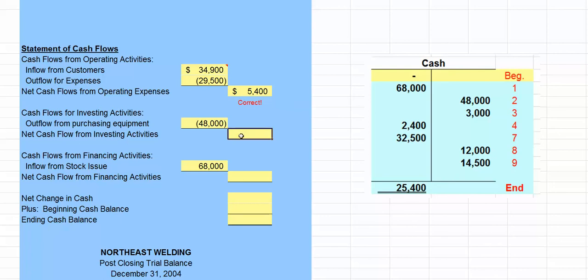Our investing cash flows were negative 48,000, or a 48,000 outflow. We had 68,000 coming in from financing activities, and our net change in cash then would have been 5,400 minus the 48,000 plus the 68,000, or 25,400. Again, this was our first year in business, so our beginning cash balance was 0, which means our ending cash balance should be the change in cash plus our beginning balance. And sure enough, it ties in with our general ledger account and our adjusted trial balance.